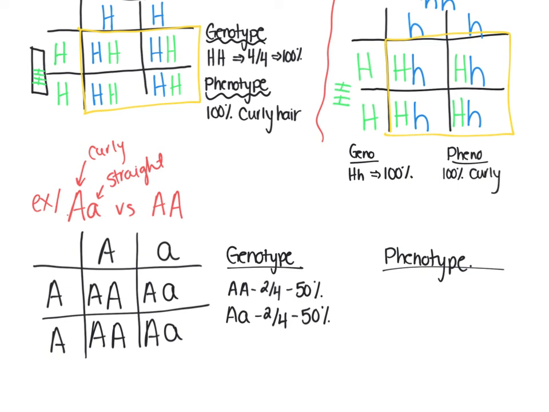Okay, back to our phenotype. My bad. Okay, so big A, big A, big A, big A. It doesn't matter who else it's with. All of our offspring, so 100%, have big A, which means they are, in our case, curly hair because I changed my letters halfway through. So sorry.